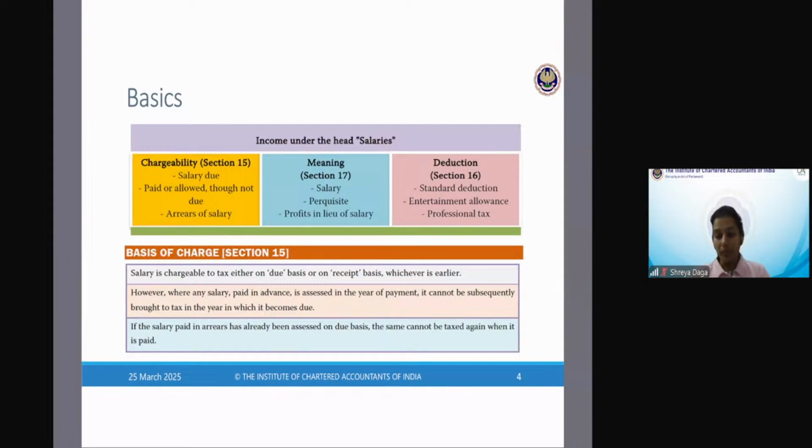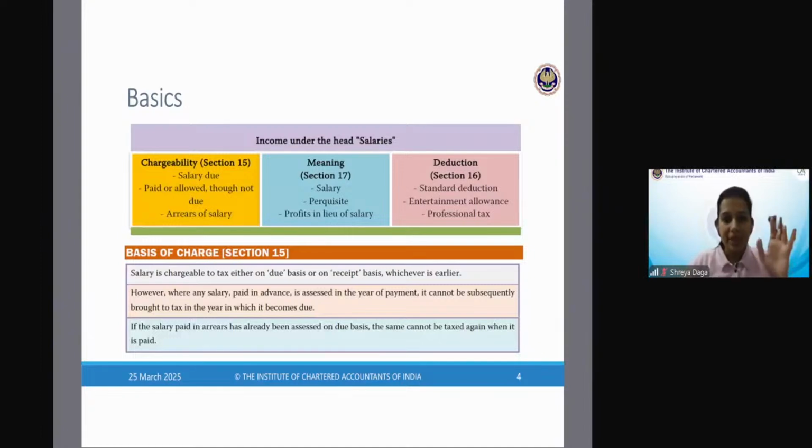There is a meaning of salary. Salary has been defined. There are something called perquisites. Then there is profits in lieu of salary. What they are, we will do in this class. And some deductions are allowed against gross salary so that we can derive the net salary or taxable salary.